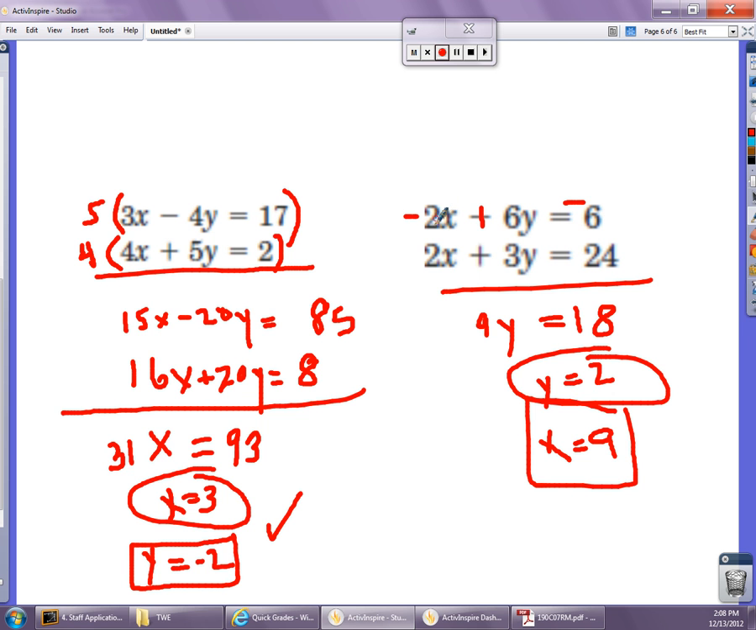Next one, I noticed that you have 2x and 2x, so I multiplied the entire equation by negative 1. You can see I changed everything to its opposite. And then when I eliminated the x's, you get 9y equals 18, y equals 2. And then I plugged it back in and got x equals 9.